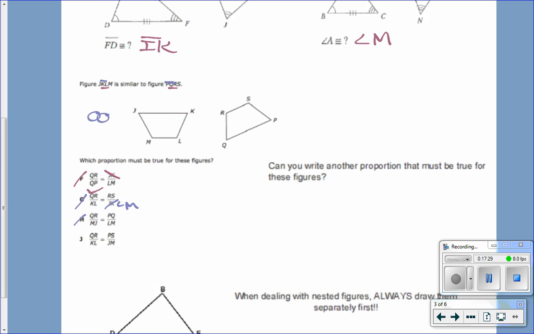Mm-hmm. And then PS, the ones on the ends, is equal to J, not M. L or J? J. Sorry. Good. And so our answer is... good. Let's give her one big clap.